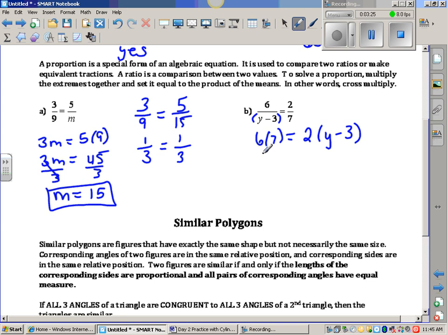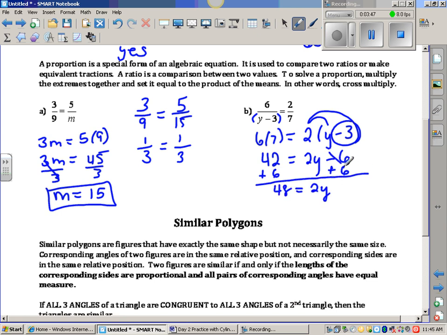6 times 7 is 42 equals 2y, or you can still put your rainbows if that helps, and then 2 times -3 is -6. The y is attacking the 2. The -6 can escape by adding 6. 48 equals 2y. Divide both sides by 2, and you get y equals 24. So that's our quick review on proportions and how to solve them.